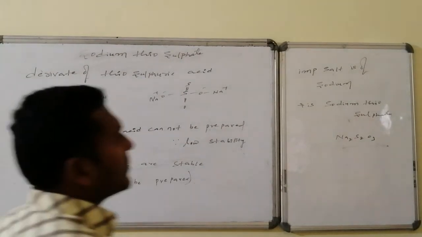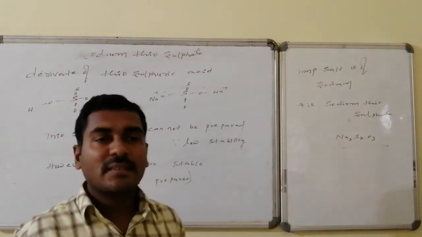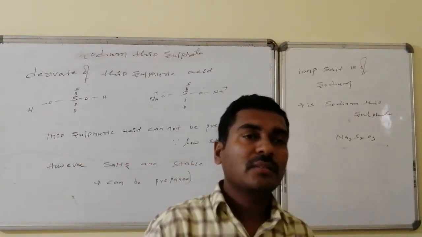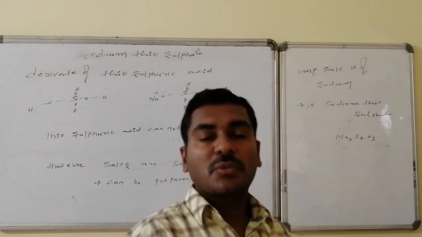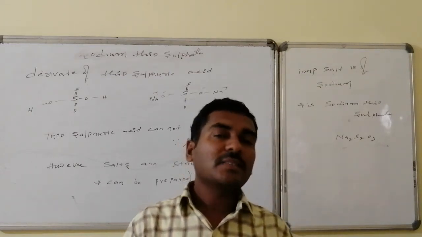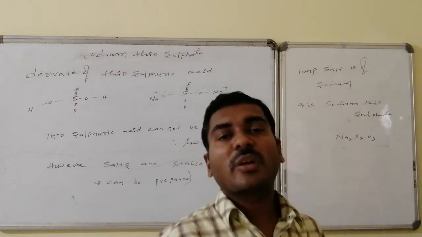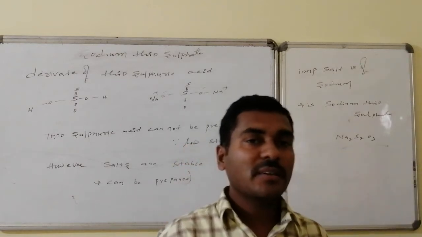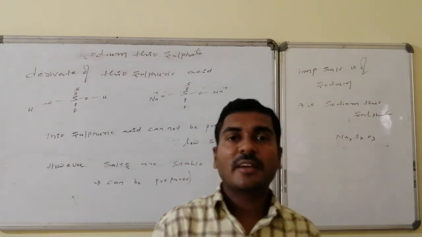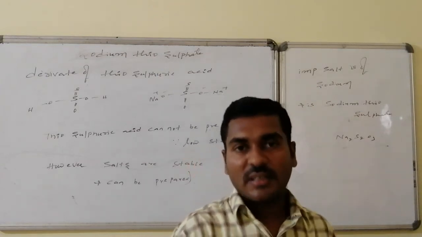The important salt of thiosulfate is the sodium salt. Thiosulfuric acid is a dibasic acid, but it forms only one variety of salt. After losing its two protons, it forms S2O3 2 minus. That minus 2 charge is balanced by counter ions like sodium. Sodium salts are very stable and can be prepared, and let us have a discussion on the preparation of that particular sodium salt of thiosulfate, Na2S2O3.